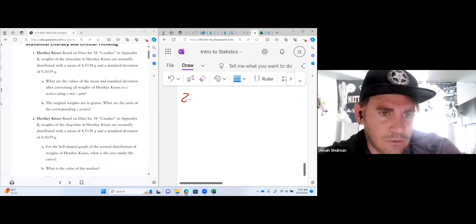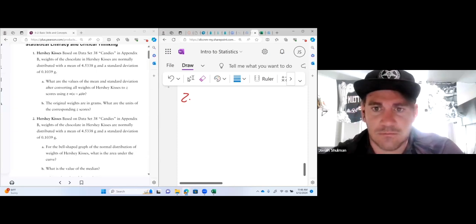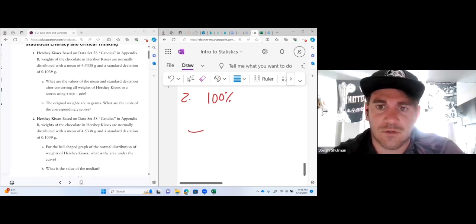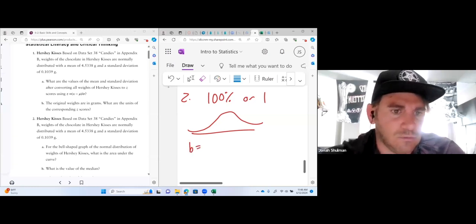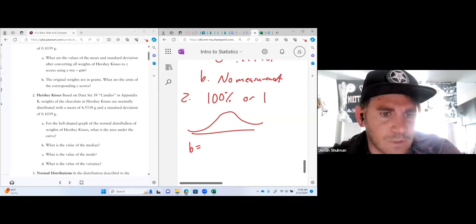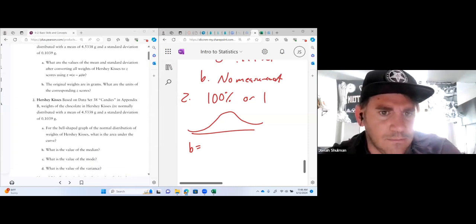Based on the data set, weights of chocolates for the bell-shaped graph of normal, what is the area under the curve? Should be 100%, everything. So if we draw this bell-shaped curve, what is the area under the curve? 100% or 1. What is the value of the median? The median is the middle number, right? What is the mode? What is the variance? They give us this mean and they give us the standard deviation. What is the value of the median, the mode, and the variance?